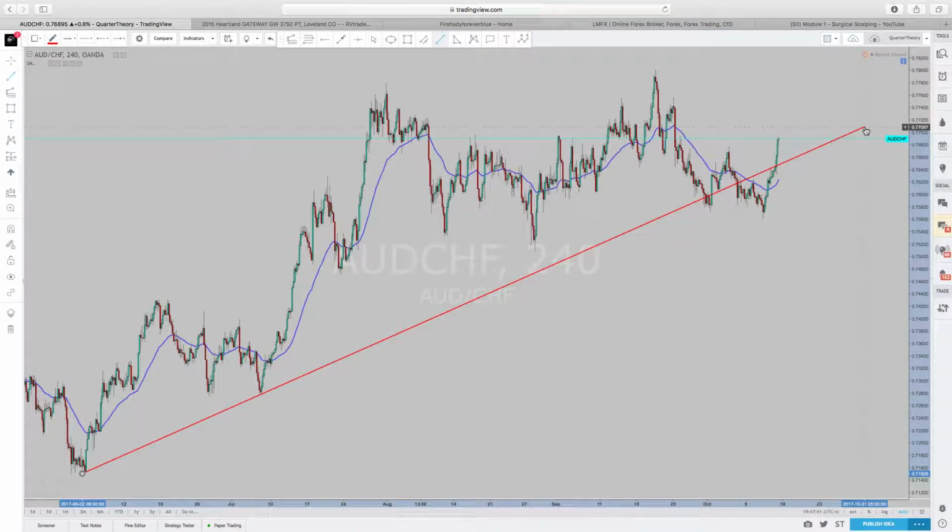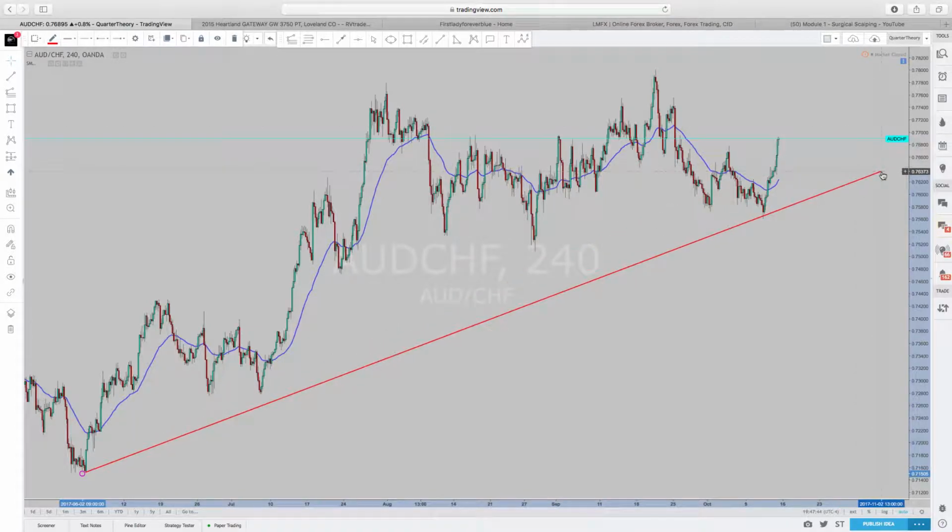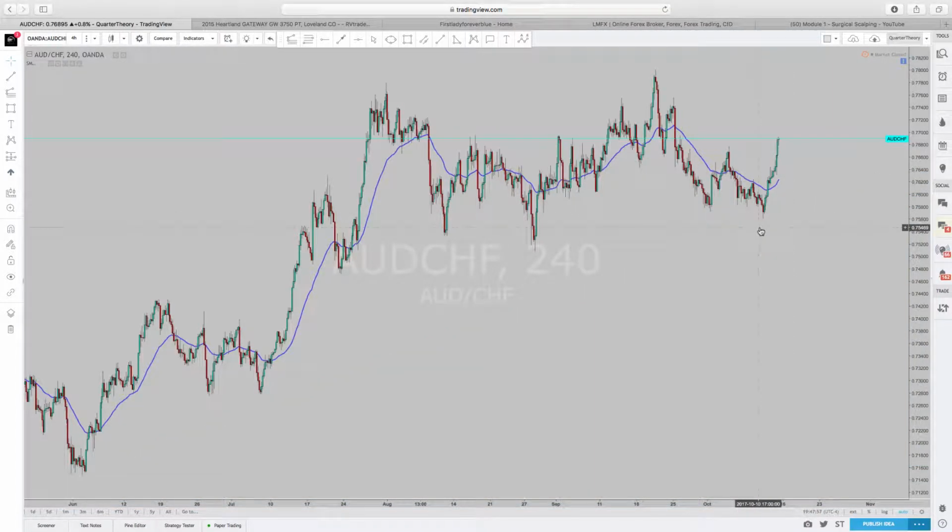You can put it here and see where we are. You can even put it down here just to really show. So really, once we break this trend line, we'll be confirmed to be in a sell. But I'll take this trend line off right now.